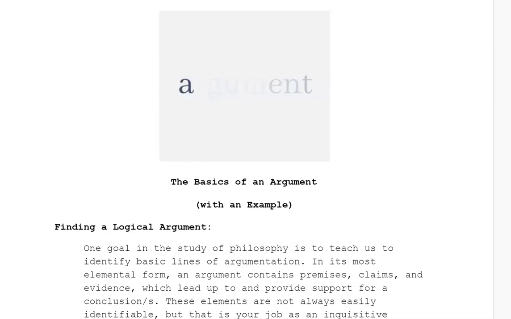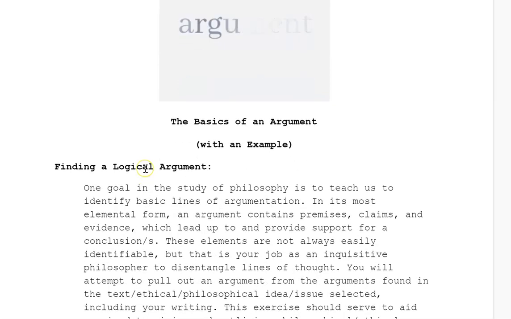Hello class, so now I'm recording a screencast on how we're understanding the basics of an argument, and then I'll evaluate an argument to help illustrate what an argument is. So, finding a logical argument.